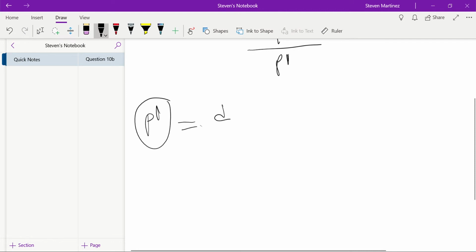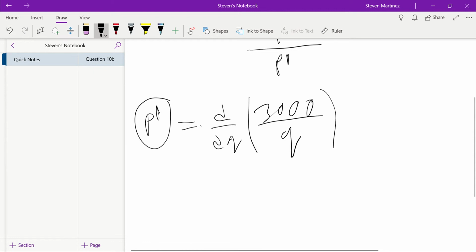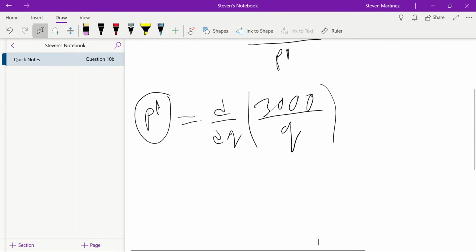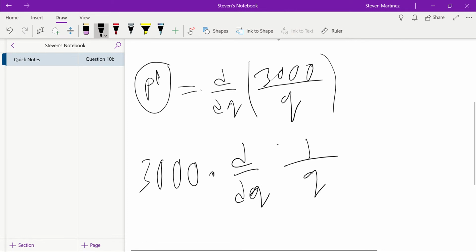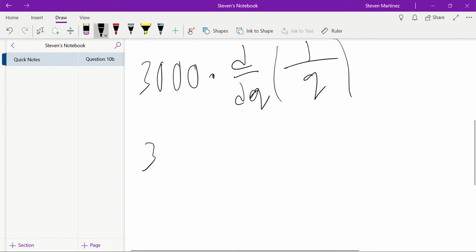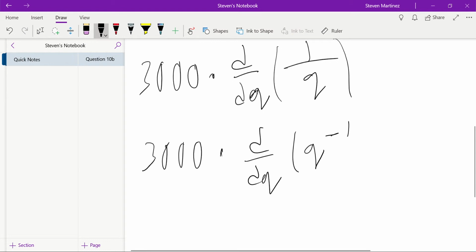So here we have P prime equals the derivative of 3000 over Q. So first thing we're going to do here is take out this constant 3000. So now we're left with 1 over Q, which can be rewritten, to make our life easier, as Q to the negative 1 power.